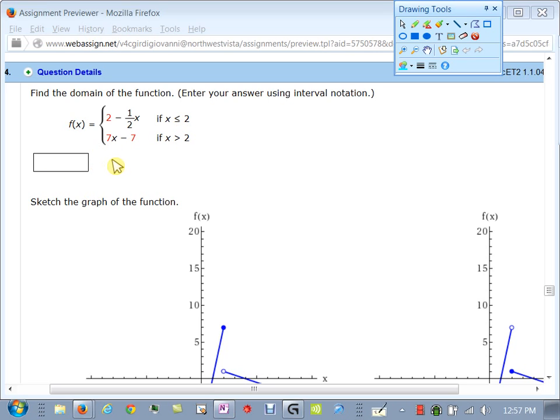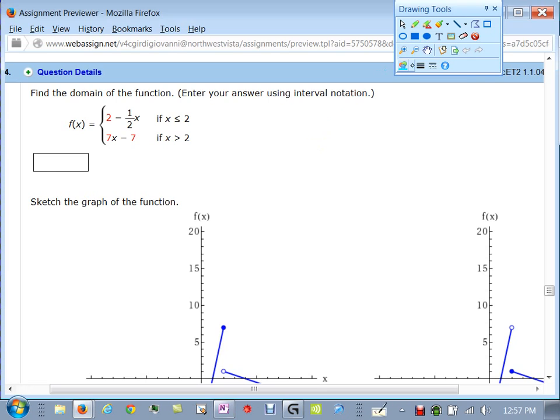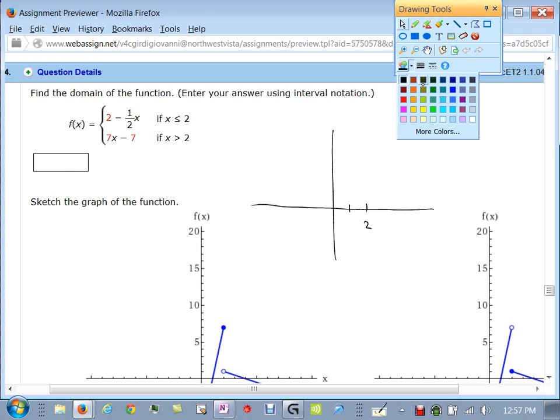Now, as far as the graph, one way to approach this, start out with your graph right here. 2 is where things are happening, all right? So I'm just going to put this little imaginary line here. Okay, 2 is where this thing switches. So it's doing something on the left, and then it switches and becomes something else. To the left of 2, it's something, and to the right of 2, it's something else.